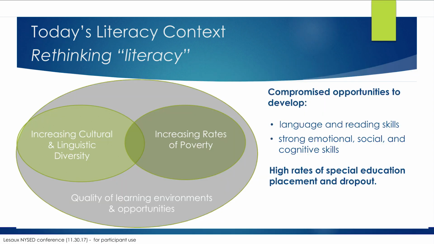Rethinking literacy as well. We know we have an increase in cultural and linguistic diversity. We know we have an increase in rates of poverty. We know we have compromised opportunities to develop the language and reading skills. There is a press. I like how she says it. There's a press for us to make sure that we have students being able to be proficient readers and writers and communicators so that they can be successful.